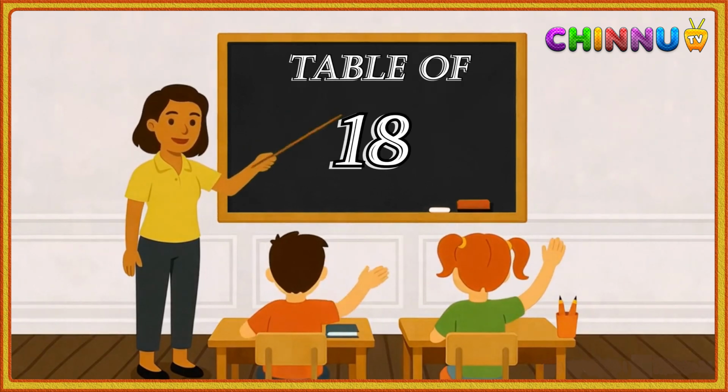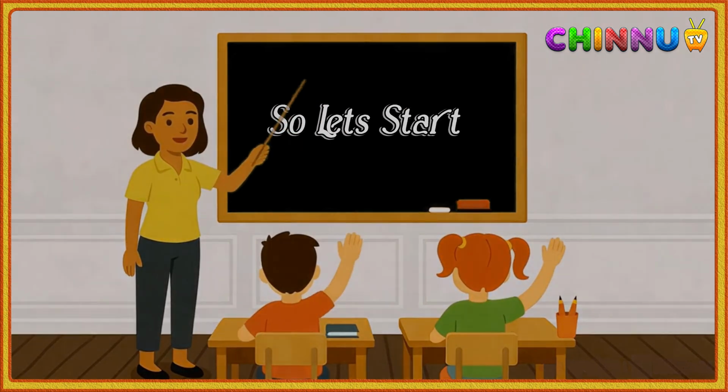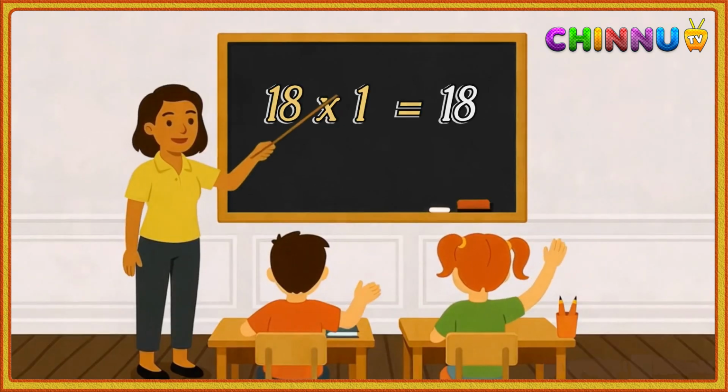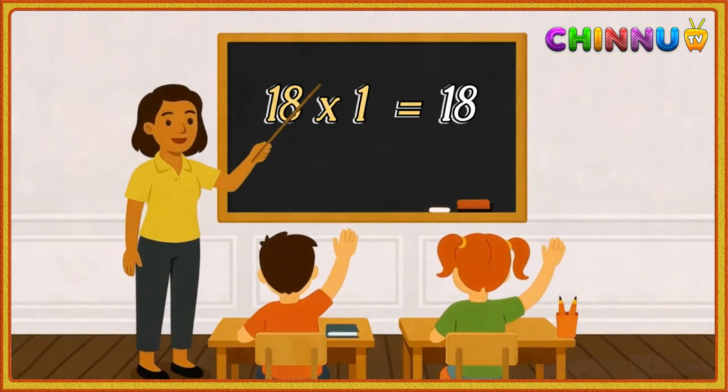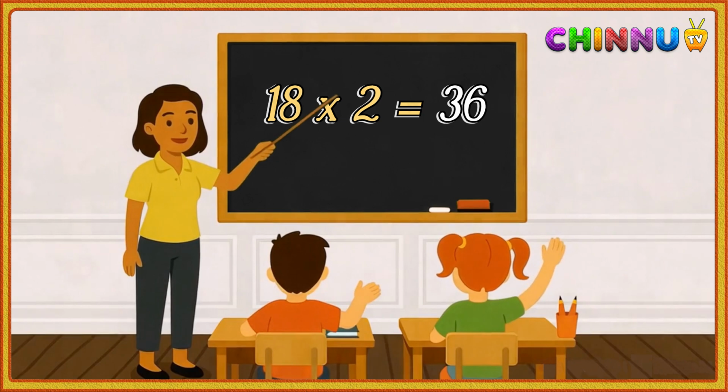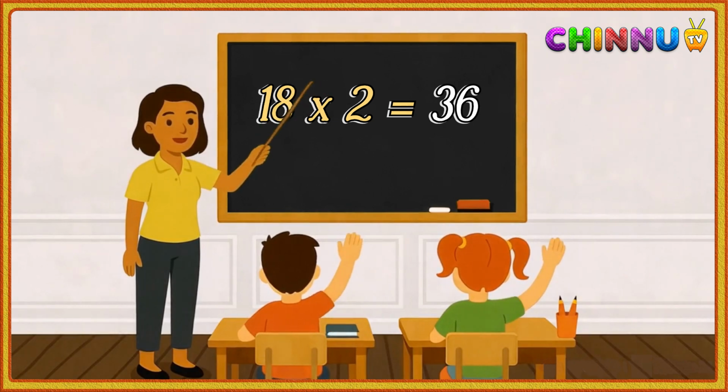Today we are going to learn the table of 18. So let's start. 18 ones are 18. 18 twos are 36.